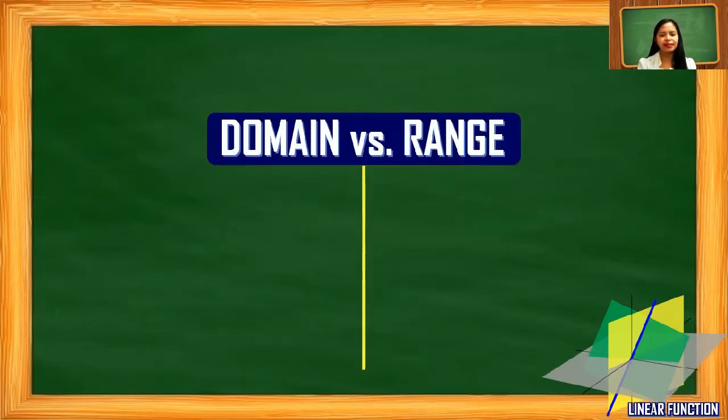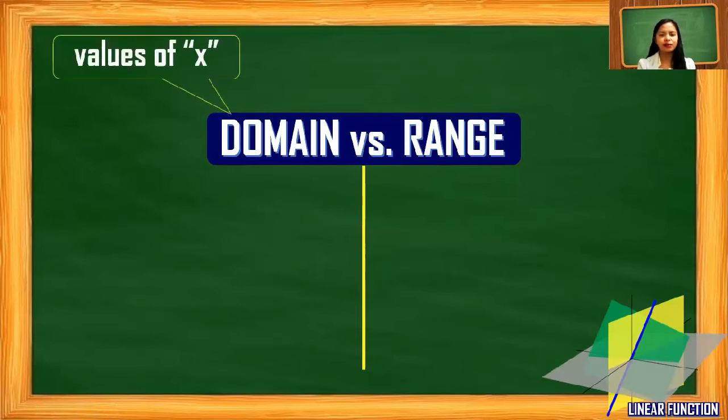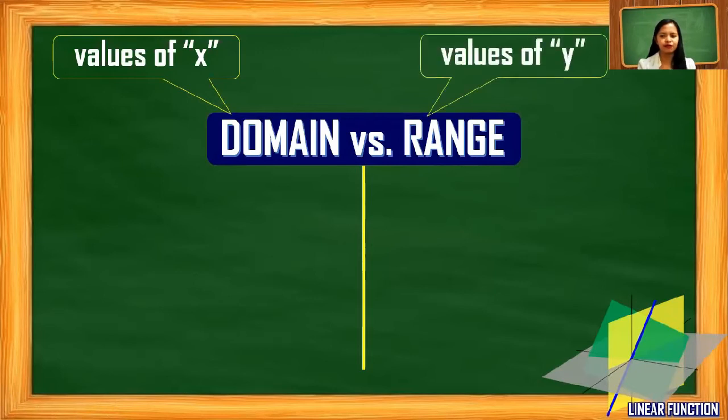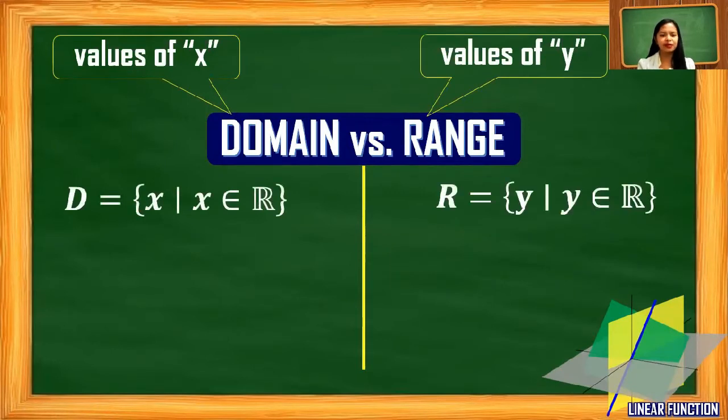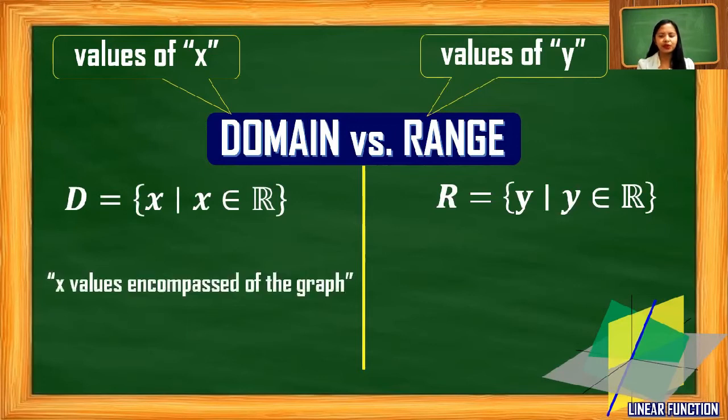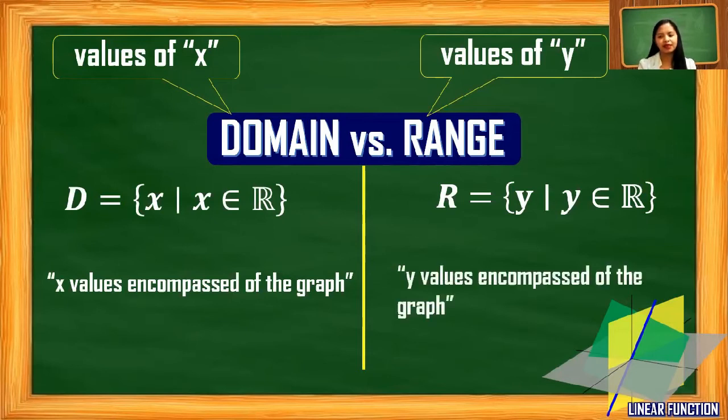Okay, so moving on, let's discuss the domain and the range of a linear function. Again, always remember that the domain is the values of x and the range are the values of y. For a linear function, the domain and the range are the same. The domain is the set of any real number and the range is the set of any real number. When we talk about its graph, to check if the domain and the range are correct, the x values encompassed by the graph give the domain and the y values encompassed by the graph give the range. Let's verify that later once we proceed to the graph of a linear function.